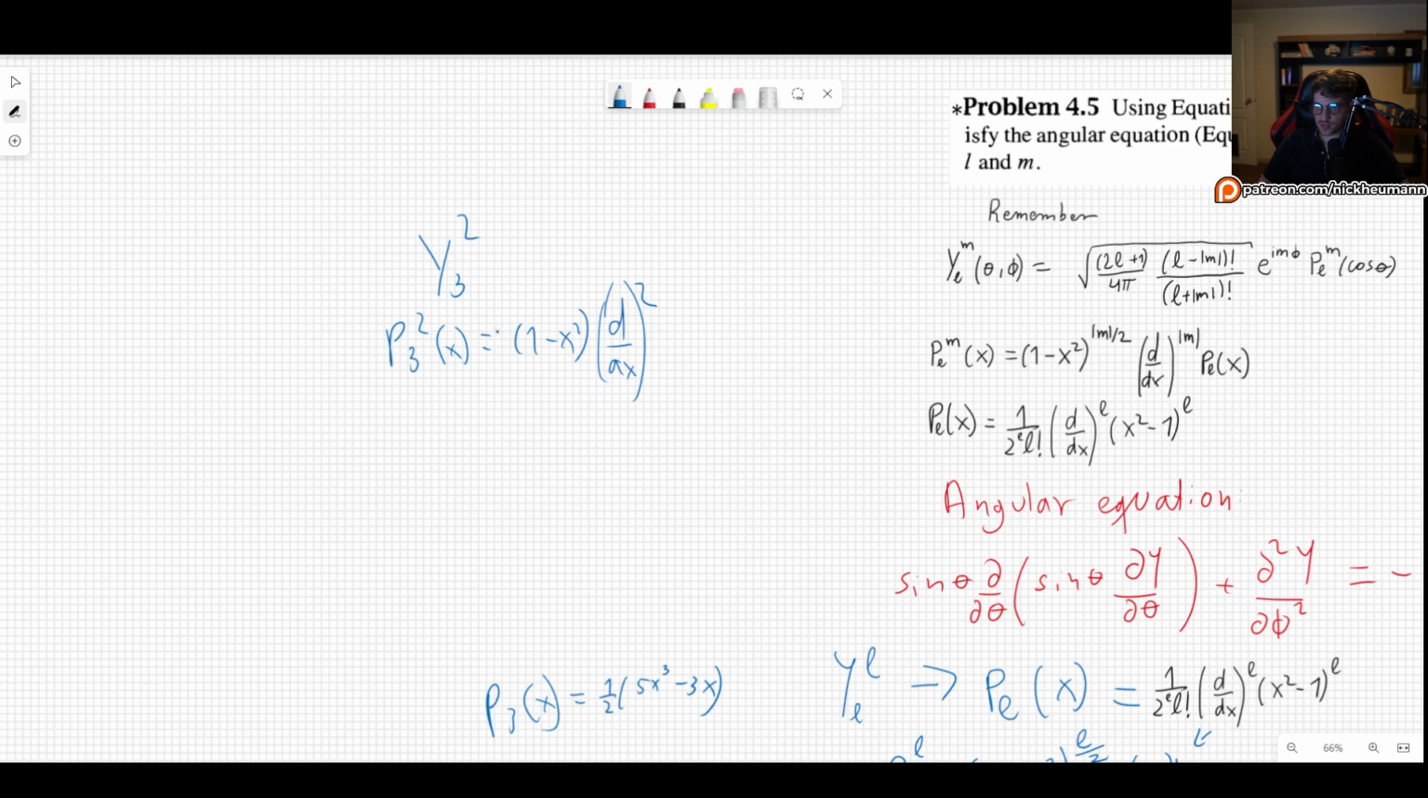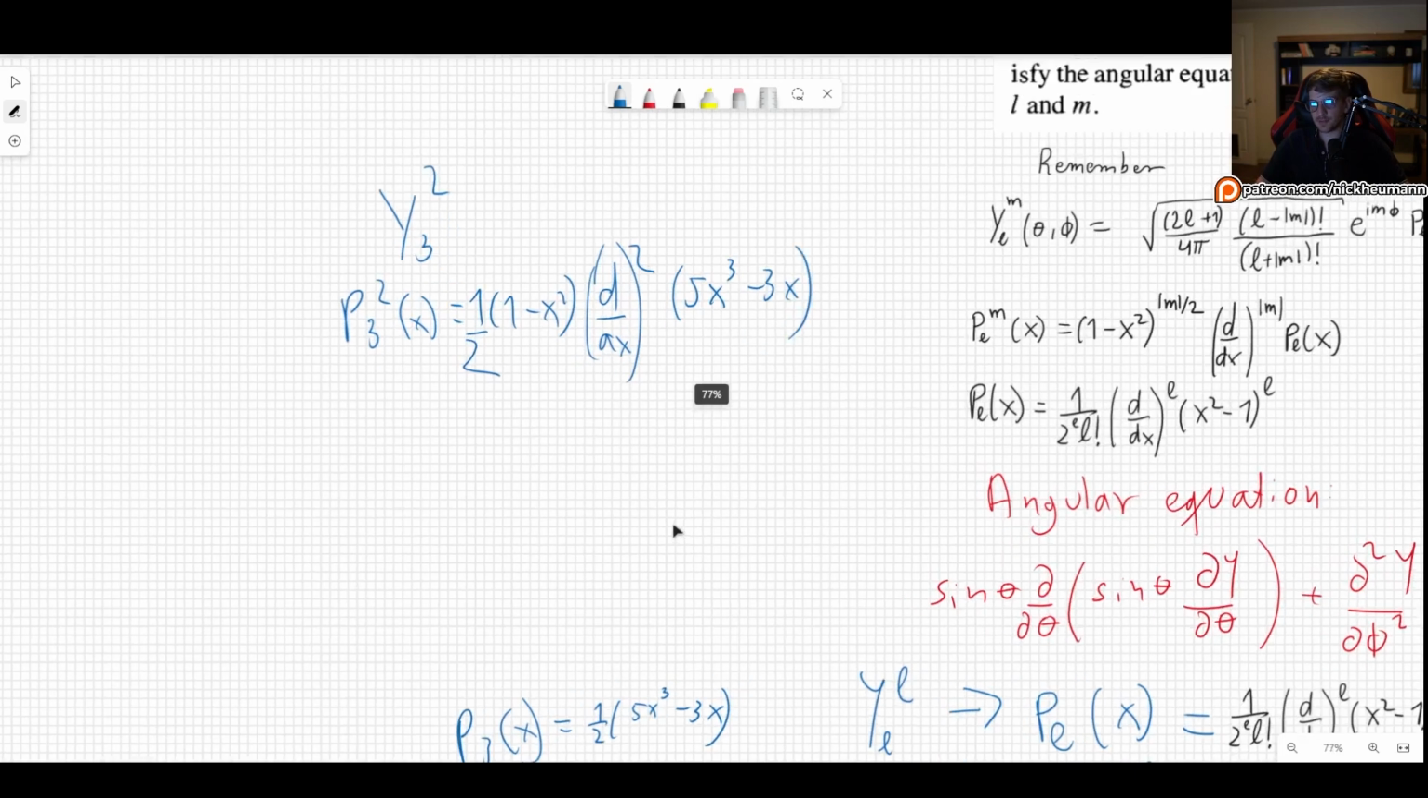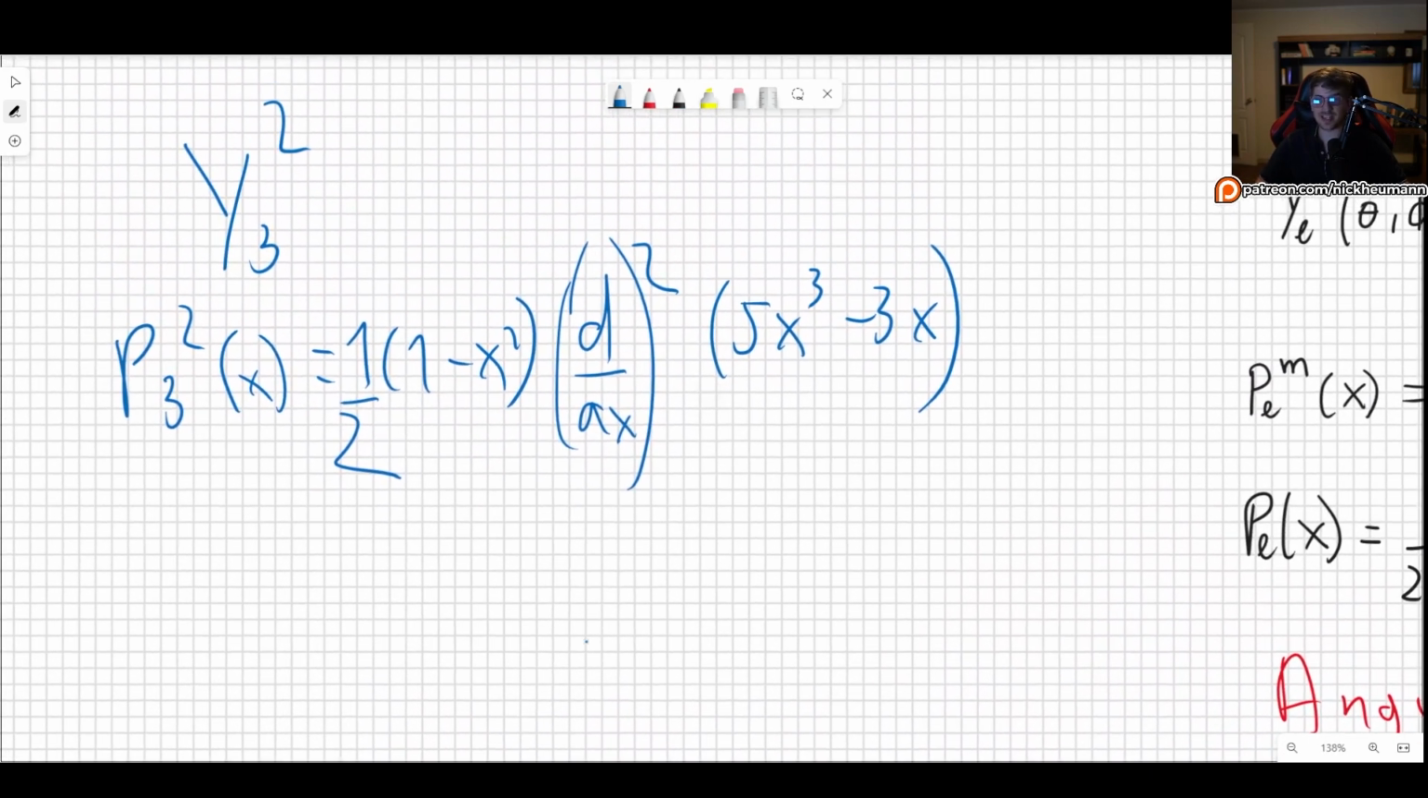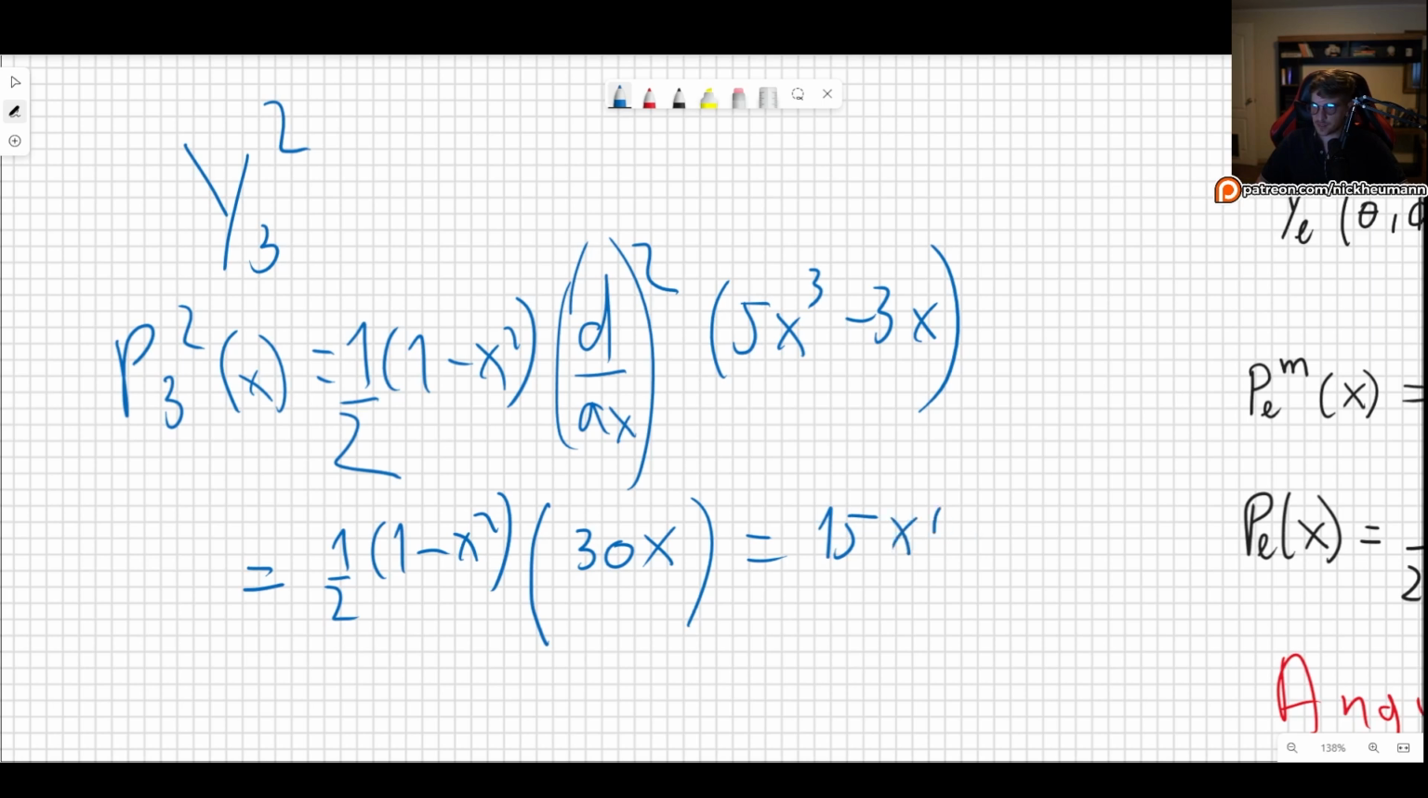So 1/2, which we can just put in front, and then 5x cubed minus 3x. So clearly, the 3x will not make it out of the derivative, but the 5x will. So 1 minus x squared. Now we take 2 derivatives, so we get 5 times 3 times 2, so that's 30x, and that's it. So now we simplify just a little bit more, so we get 15x times 1 minus x squared.